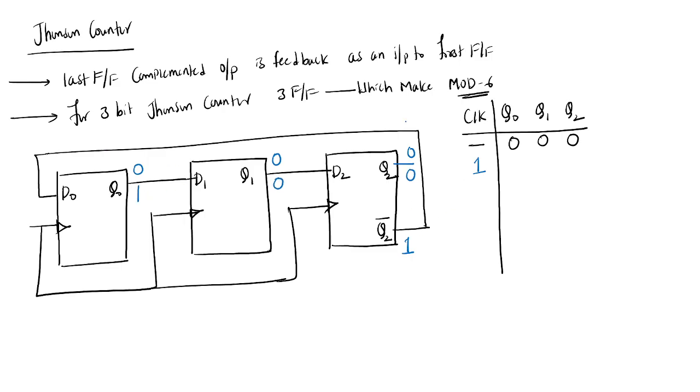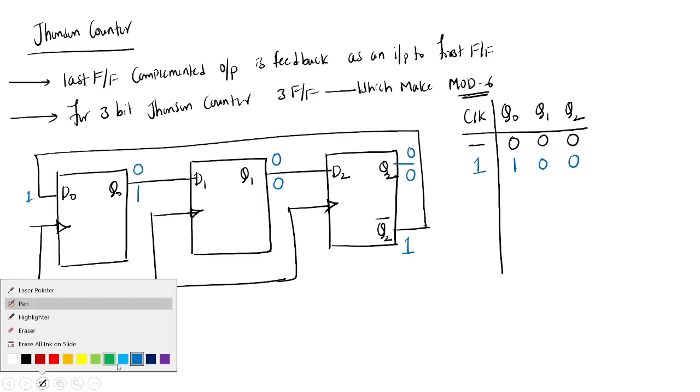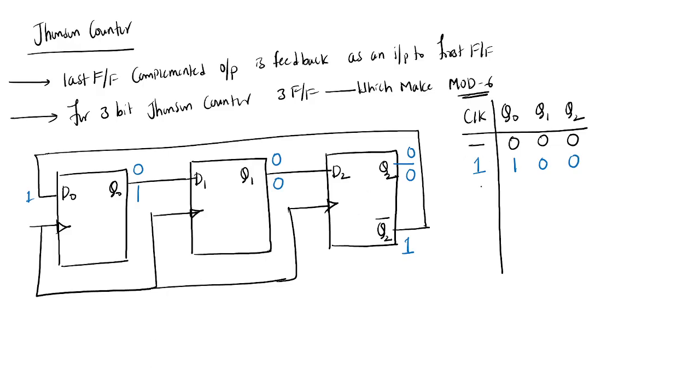So 1, 0, 0. Why? Because this will come to D0. Q0 equals D0, no? Yeah. Okay, this 1 will come to D0. Q0 equals D0 means at the first clock pulse, the output will be 1, 0, 0. Okay, at the second clock pulse, what happens? Tell me.